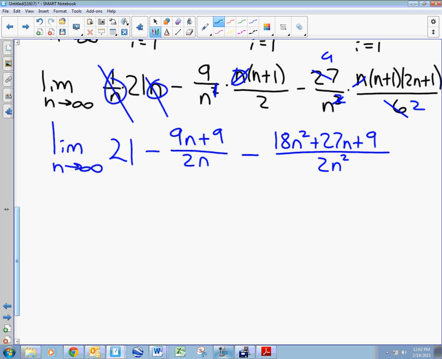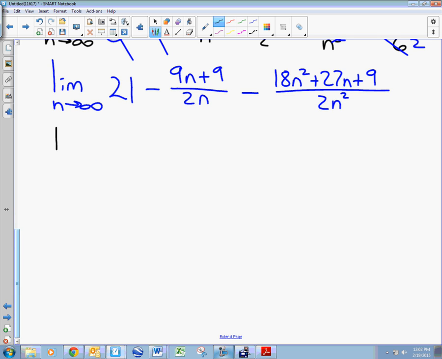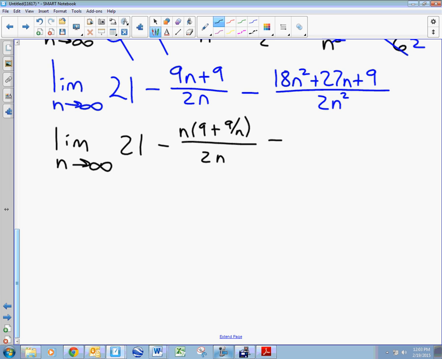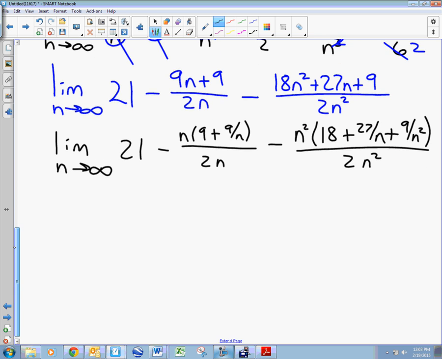Awesome! Let the limit go to infinity. Well, not yet. First, we're going to do just a little bit of algebra. 21, what do we factor out of the top? n times 9 plus 9 over n over 2n. Factor out of the top of the last one. Oh, yeah. 18 over 2. Yeah, that's right. Could have reduced that, I guess.